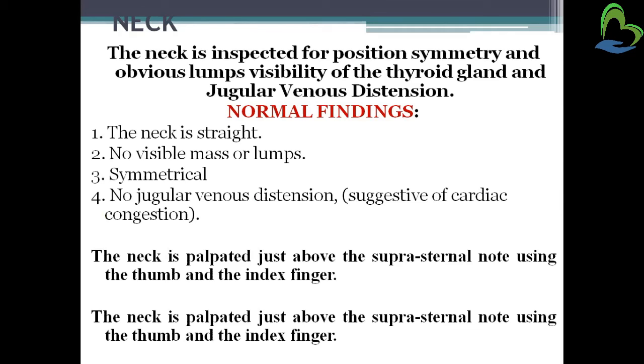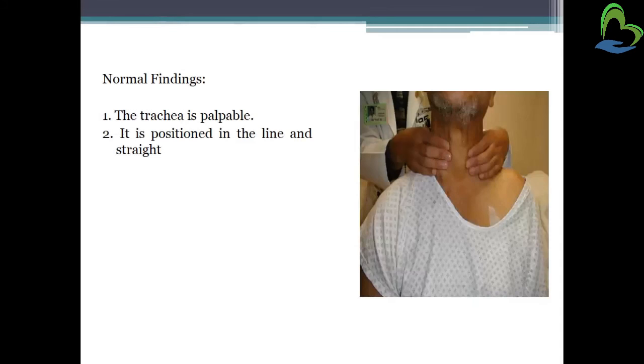The neck is palpated just above the suprasternal notch using the thumb and index finger. So what are the normal findings? This is how you assess the trachea. The trachea is palpable. It is positioned in the midline and straight.